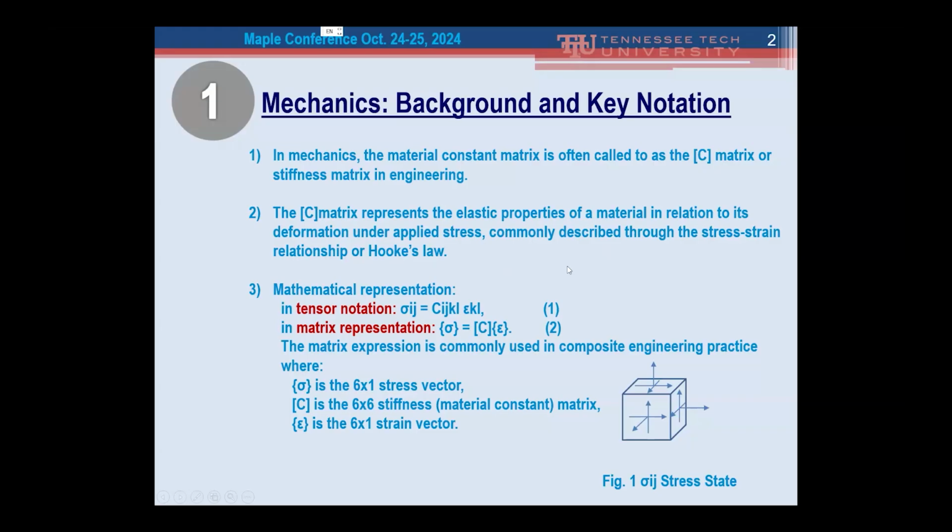So for the mathematical representation, there are two ways. One is tensor notation, another is matrix notation. The matrix notation is commonly used in engineering practice. So we have to transform the tensor notation, the stress second order tensor and epsilon, the strain second order tensor, into a vector. Then we can determine that C is a 6x6 stiffness matrix.